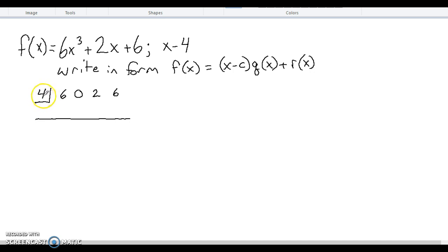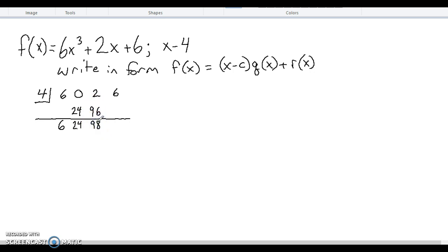What we're going to do is start by taking this 6 and bringing it all the way down here. And then we take the 4, multiply it by 6, we get 24, and we put that right below the 0. And then we add down. 0 plus 24 is 24. We take 4 times 24. Well, 4 times 4 is 16. Carry the 1. 4 times 2 is 8. Plus 1 is 9. And 2 plus 96 is 98.